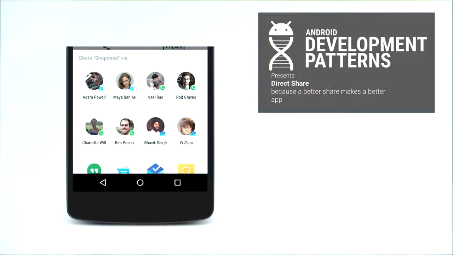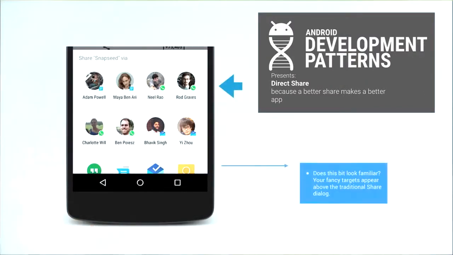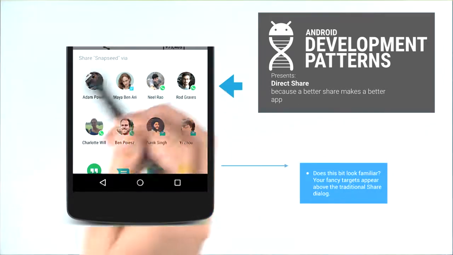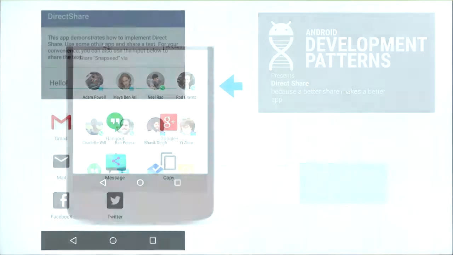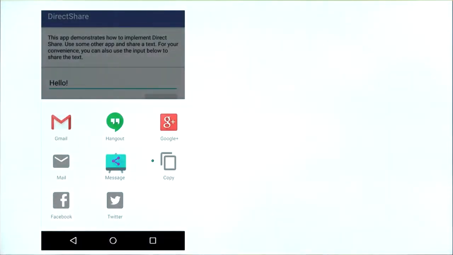To help you create magic moments when sharing, Android Marshmallow introduced a new feature called Direct Share. With Direct Share, you can define direct share targets that launch a specific activity in your app when the user initiates a share. To be clear here, consider the current flow.